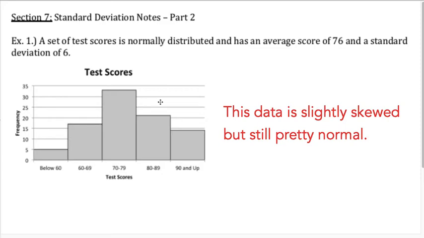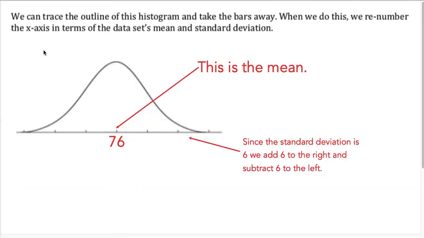And when I calculated the standard deviation, first of all, the mean was 76 and the standard deviation was 6. So on average, every test score was 6 points away from the mean. And so what we can do is trace the outline of the histogram, take the histogram bars away, and when we do this, we renumber the x-axis in terms of the mean and the standard deviation.